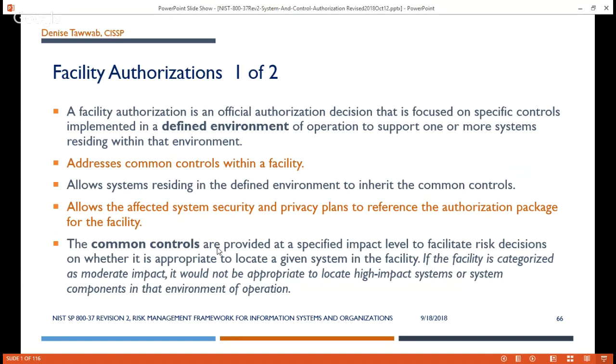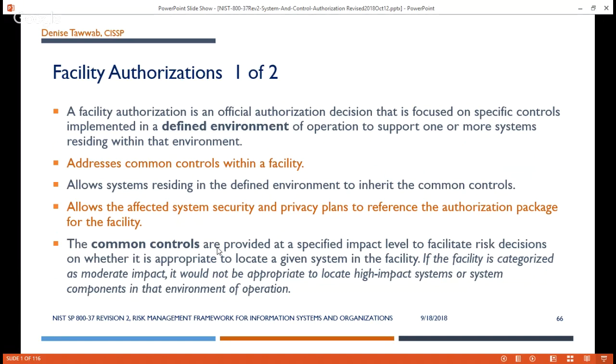facility. The common controls are provided at a specified impact level to facilitate risk decisions on whether it is appropriate to locate a given system in the facility. I worked for a company, for example, where I worked in the R&D department, and the buildings that could house R&D had to have a set level of controls and restrictions as to just access in order to be able to house R&D operations.